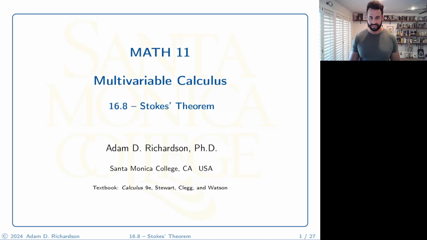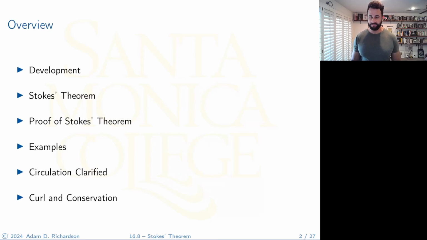So let me pull up the slides. Here we go. And here's the overview. This lecture will probably be pretty short. Stokes theorem is nice. We'll do a couple of examples. We're going to prove Stokes theorem, and at the very end we're going to clarify circulation, give it a more refined definition, and then talk about curl and conservation. So the overview is: development, the statement of Stokes theorem, the proof, a couple of examples, and then circulation, curl and conservation.